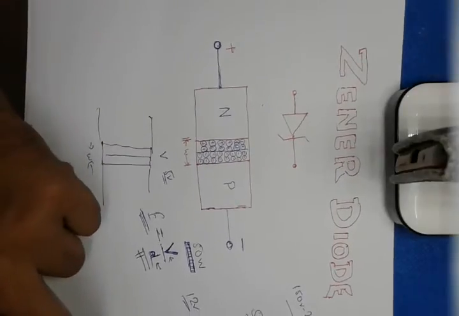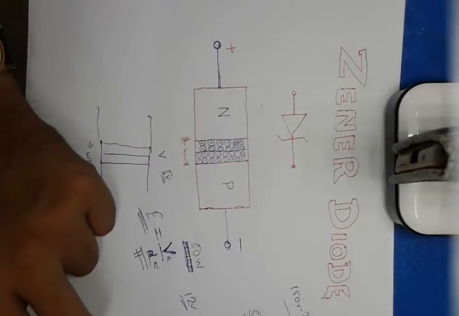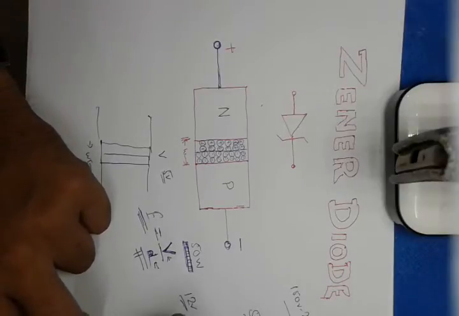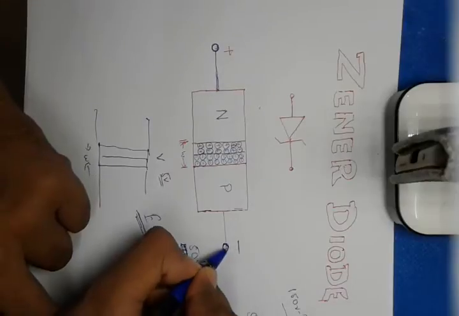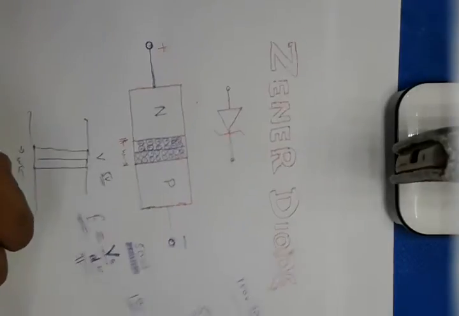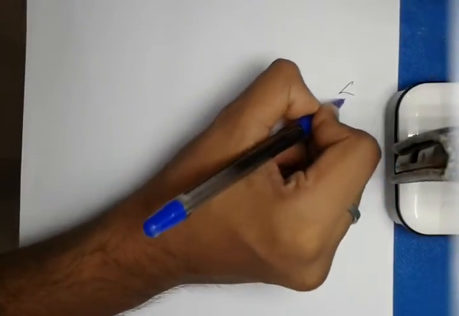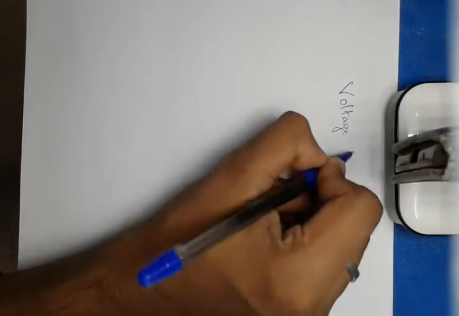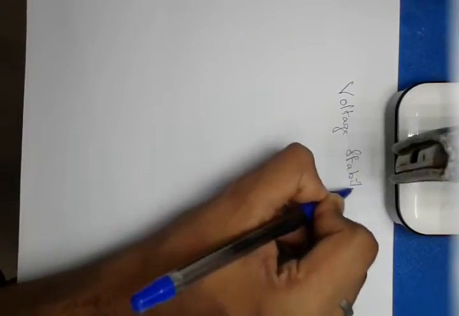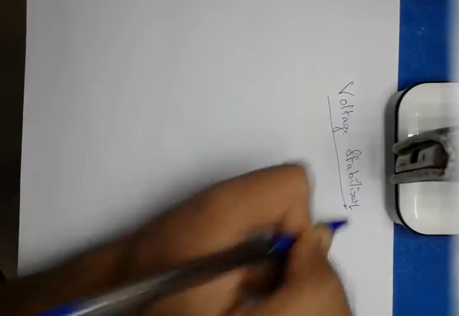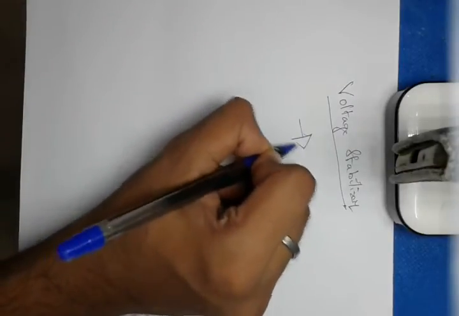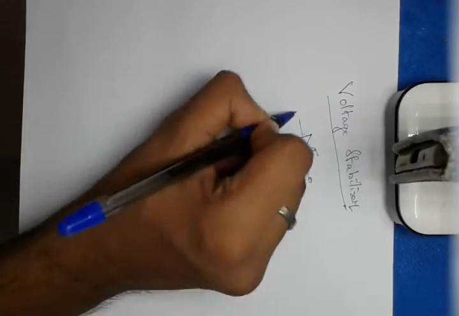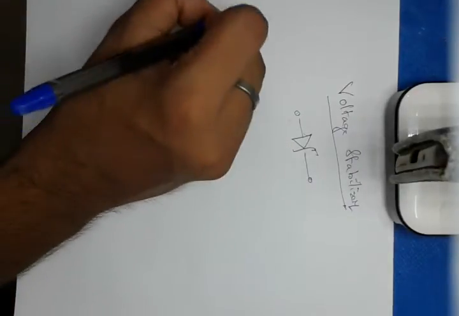It is known all over the world for its application as a voltage stabilizer. How does that happen? For a Zener diode to work as a voltage stabilizer, there are certain rules.